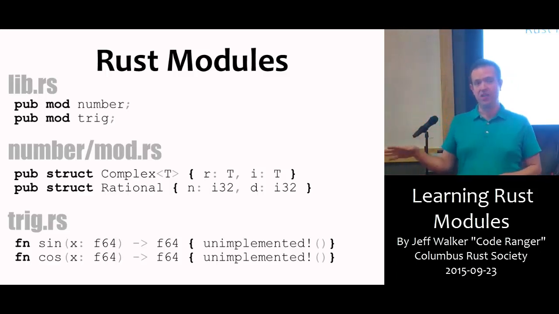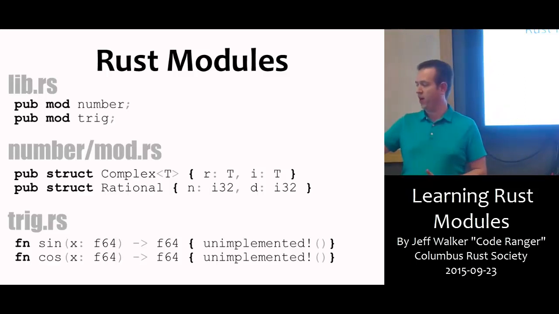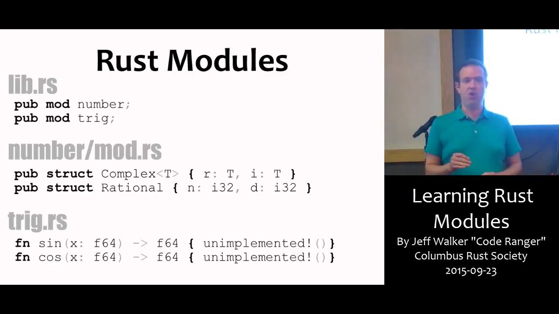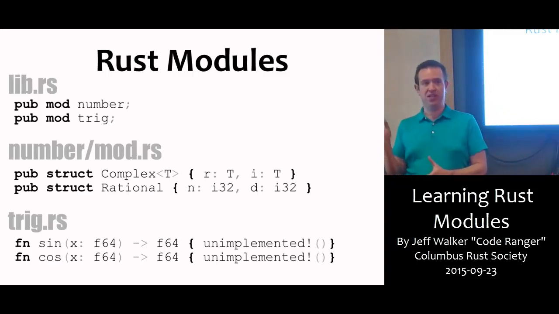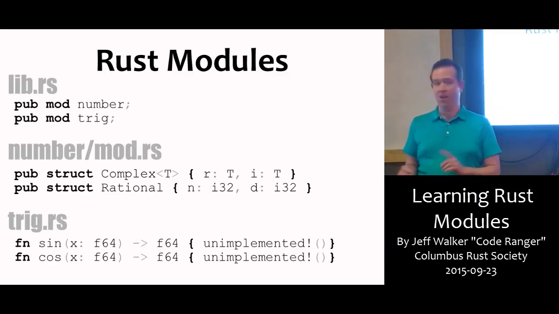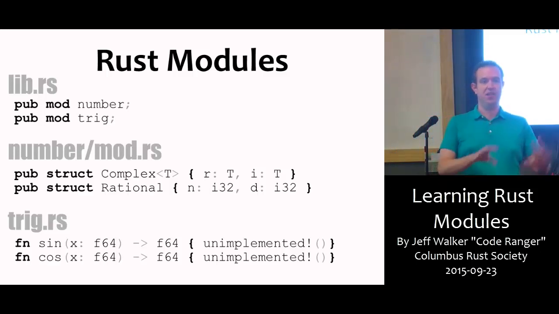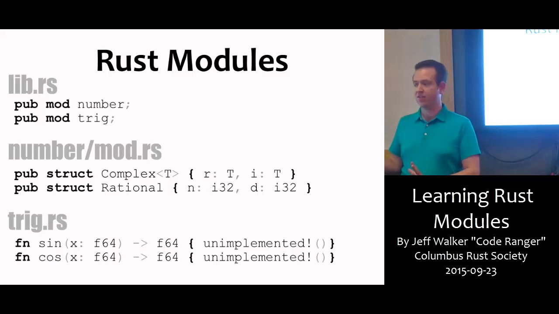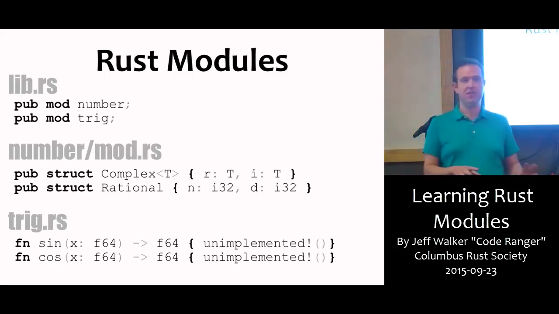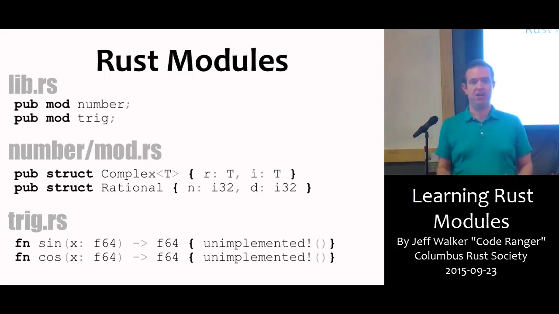So what's happening here is the compiler sees pub mod number. It's going to search in two places for the code for that module, since it has a semicolon at the end of that declaration. The first place it's going to search is in a directory named the module name, slash mod.rs. And the second place is just a file named modulename.rs, right? So those are the two places it's going to search.